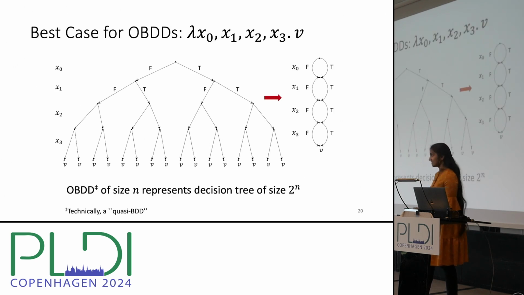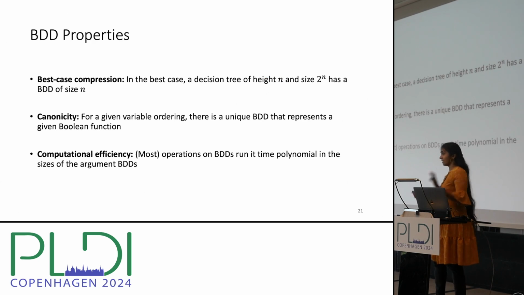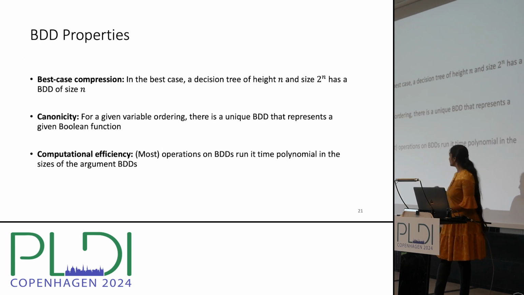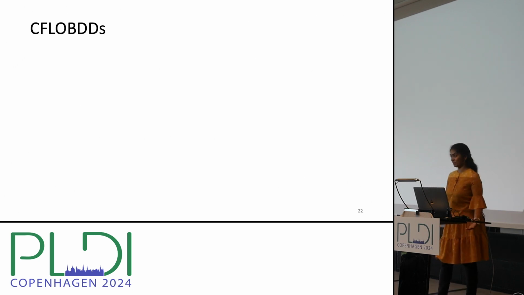In the best case, a BDD gives an exponential compression over a decision tree, that is, you would have an n-size BDD for a 2 power n-sized decision tree. Why are BDDs good? They also give canonical representations, and they're computationally efficient. That is, they run in polynomial time in the size of the arguments of the BDDs. So these are good, but can we do better? And that is where CFLOBDDs come into the picture.